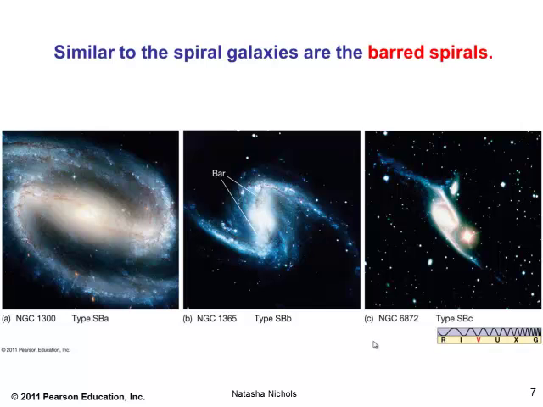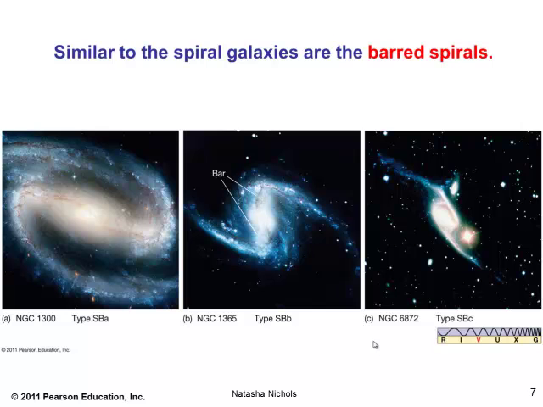Here's an illustration of variation in shape among barred spiral galaxies. The variation from SBA to SBC is similar to that for the spirals in figure 24.2, except that now the spiral arms begin at either end of a bar through the galactic center. In frame C, the bright star is a foreground object in our own galaxy. The object at top center is another galaxy that is probably interacting with NGC 6872.